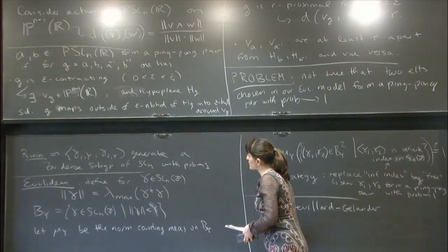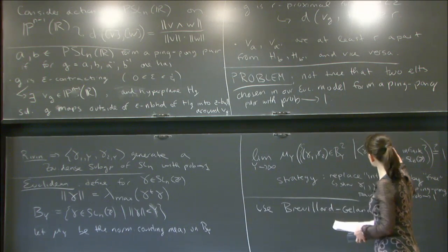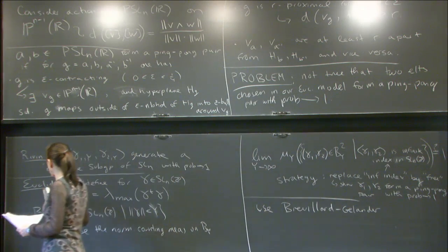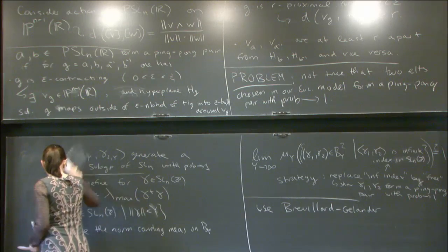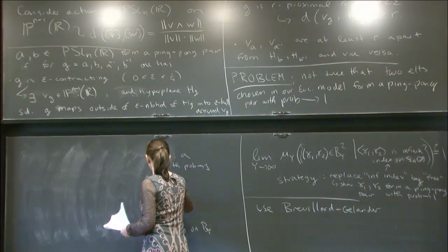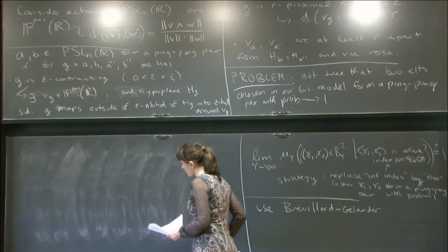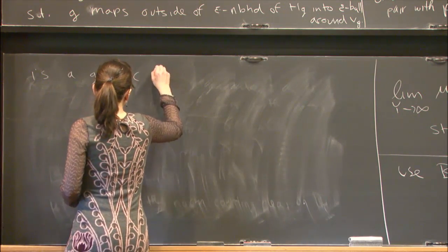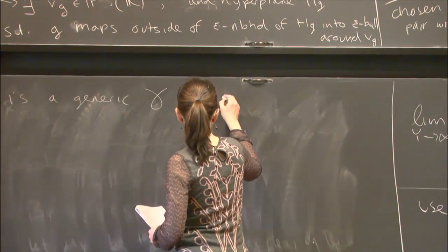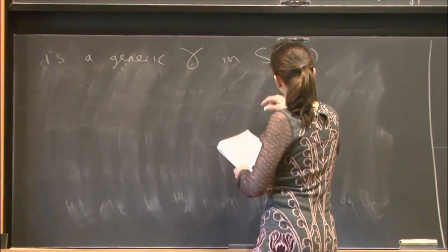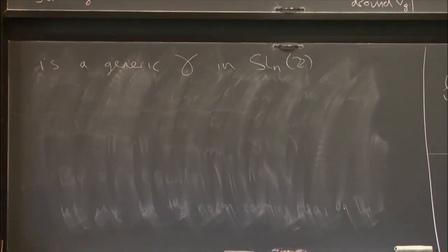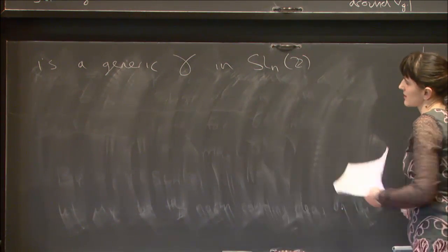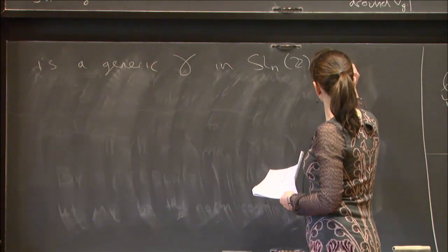Right. So the first thing we're going to do in order to check whether generically this gamma 1 and gamma 2 are going to form a ping pong pair is check whether generically an element chosen at random out of this ball of radius y is going to be epsilon contracting or not. So is a generic gamma in SL_n(Z)? By which I mean you choose gamma uniformly at random out of this ball of radius y and then let y grow, and see if the probability that this is epsilon contracting goes to 1 or not.